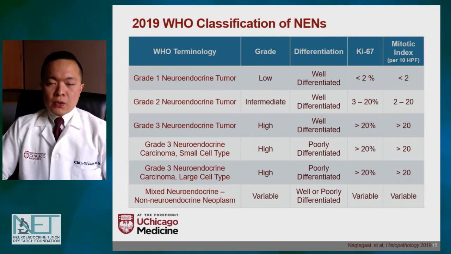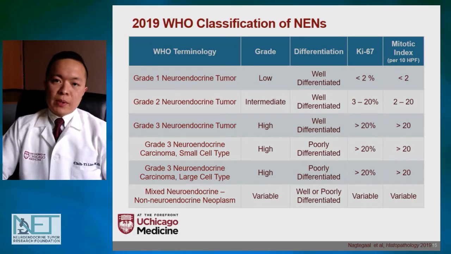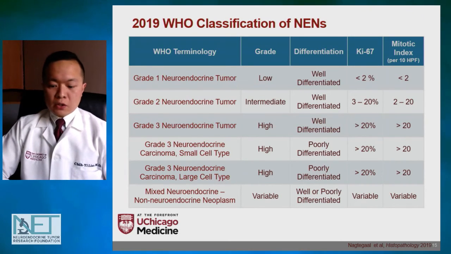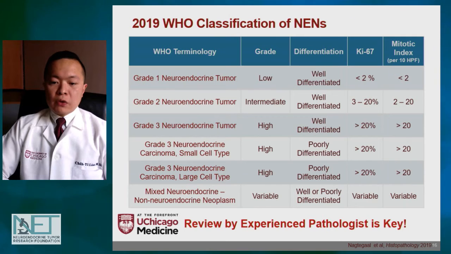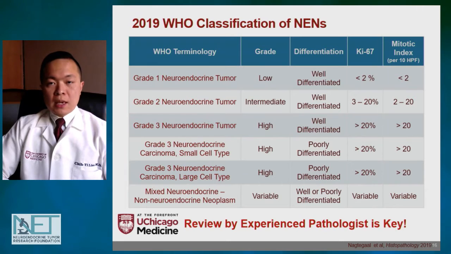Because you see that there's such a complicated classification system and so many different nuances, and there's some degree of subjectivity to classifying neuroendocrine tumors depending on how the cells look under the microscope, every patient with a neuroendocrine tumor needs to have their pathology reviewed by an experienced pathologist to make sure that they have the right diagnosis, because this can have very important treatment implications.